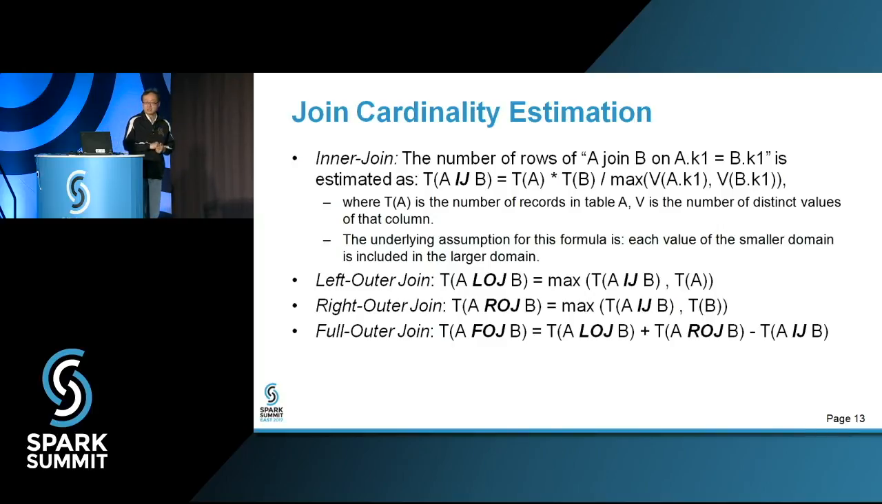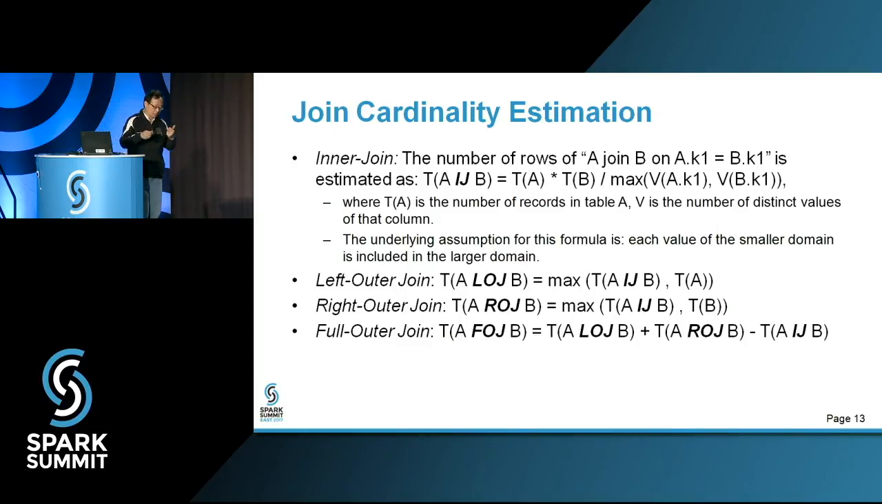Then the second operator I want to share with you is join cardinality. First we focus on the inner join: A inner join B on the condition A.K1 equals B.K1. The inner join cardinality is estimated by this formula: the number of records in A times the number of records in B, divided by the larger value of the number of distinct values in A and the number of distinct values in B.